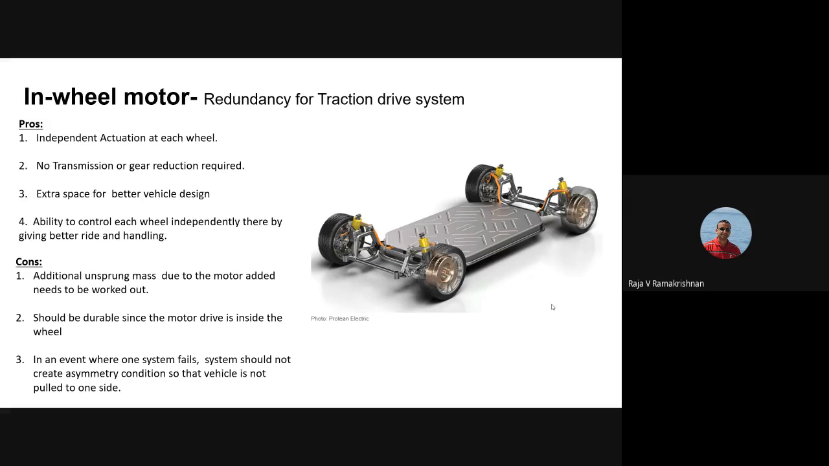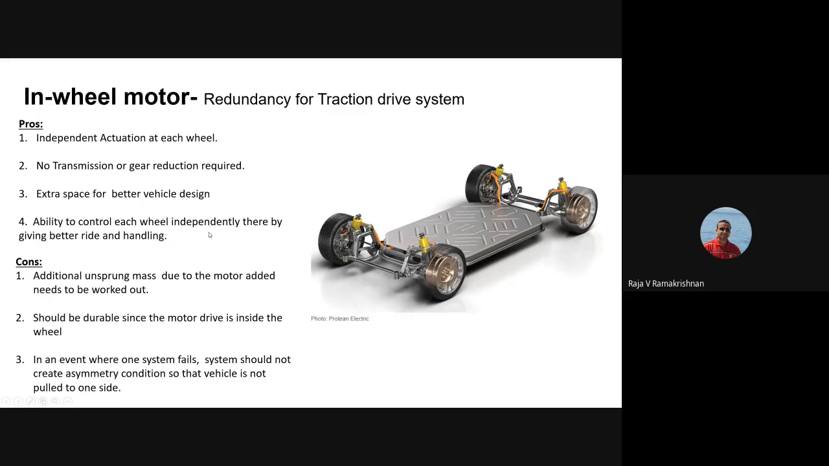That's where you would have heard about something called in-wheel motors, where there's a lot of research going on now to actually bring this back. It was there initially, but there were other issues. But I think research is going towards in-wheel motors for independent actuation in each wheel, no transmission, so you don't need any transmission in the vehicle. Extra space for better vehicle design, because look at it, you have the whole space here. There's nothing, no axle, no reducing gear and stuff like that.